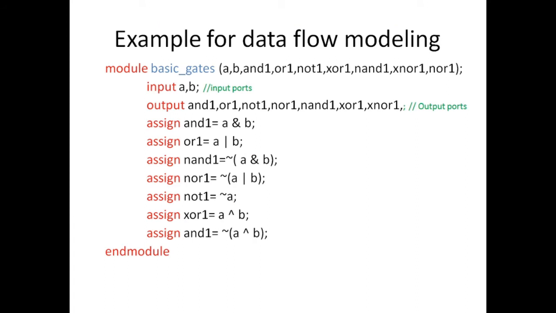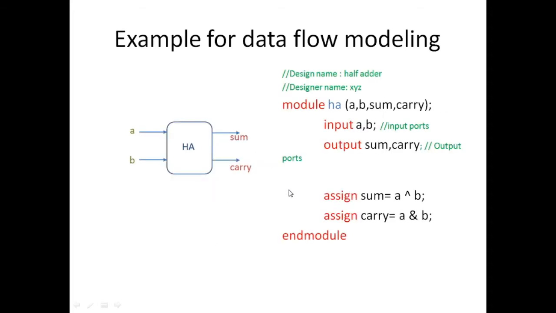In this way you can develop all the basic gates. If the inputs are a, b and the outputs are and1, or1, not1 and so on: for AND, it is the ampersand operator. If the output is the OR gate, or1 is a OR b. This is the OR operator. For NAND, first we need to perform the AND operation, after that negation. For NOR, first we need to perform the OR operation and then negation. In this manner we can use the data flow abstraction.